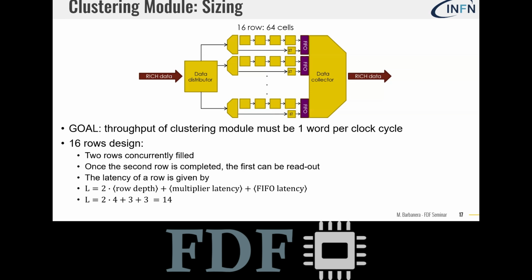So all in all, there was a latency between the clustering input to the data distributor and the clustering output to the data collector of 14 clock cycles. And that is why we chose 16 rows, so that for every clustering input to the data distributor, there would be at least one free row to fill with this cluster.